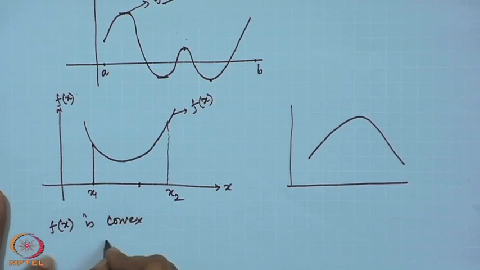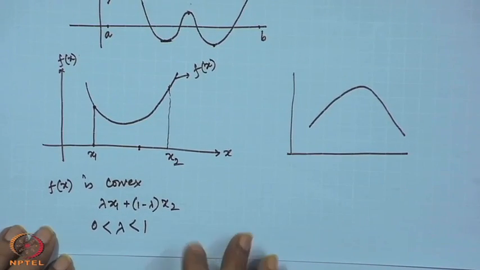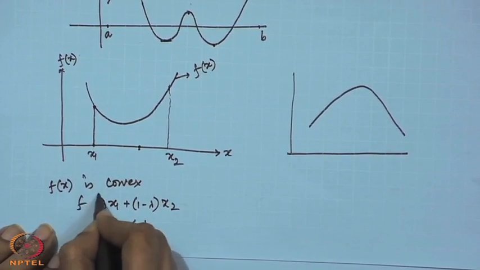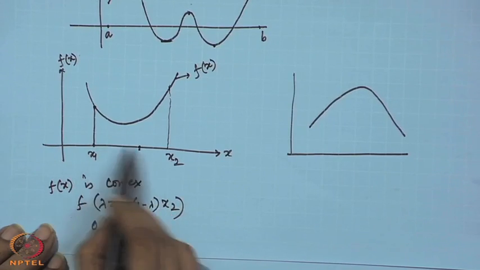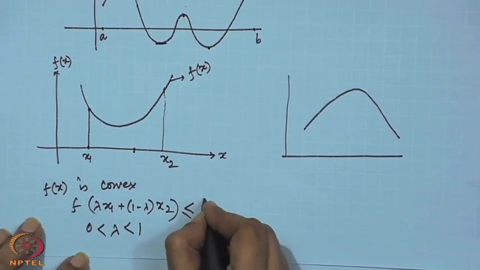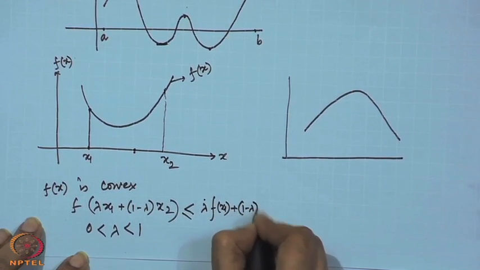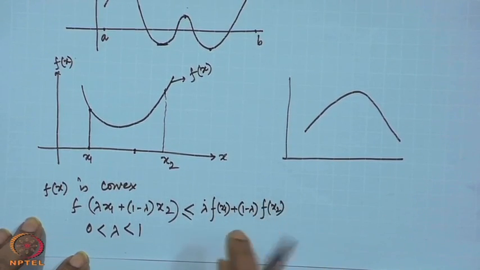This point can be written as lambda x1 plus 1 minus lambda x2, where lambda is lying between 0 to 1. Then if we see the functional value at any point in between x1 and x2, it is lesser than or equal to lambda into f(x1) plus 1 minus lambda into f(x2), then the corresponding function is the convex function.